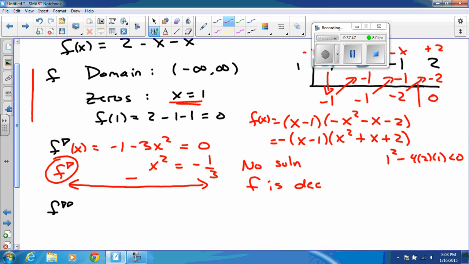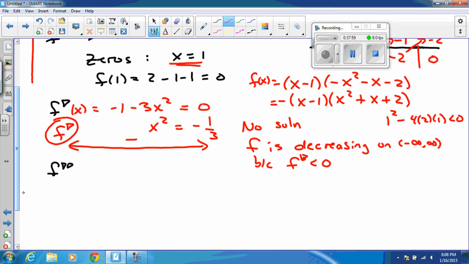Let's construct a number line here, making sure that we label it with our f prime, and plug in a value for x, any value for x. I like x equals 0, and when I plug in x equals 0, I see that f prime is negative. What this means is that f is decreasing for all real numbers because f prime is negative.